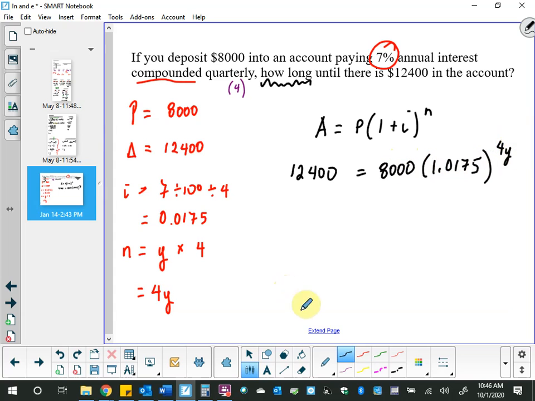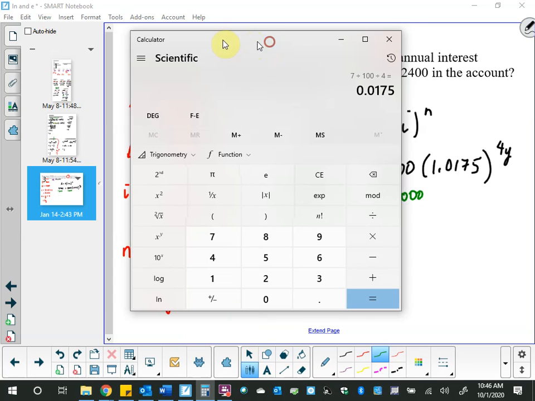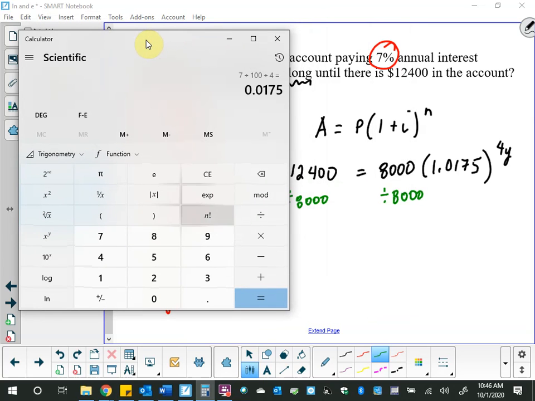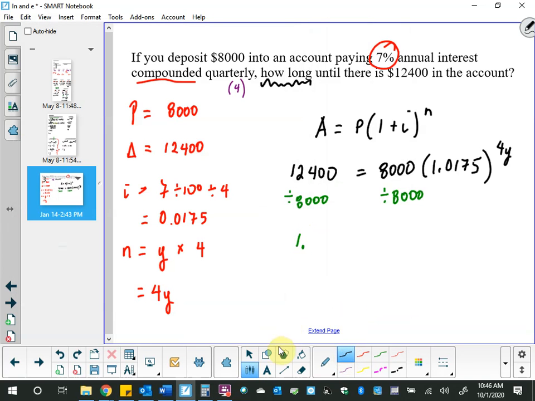There we go. Move this 8,000 out of the way first. I hope that when I divide that, it's something nice. I can't promise. I can't do that in my head. 12,400 divided by 8,000. I am willing to write that down. That's not that bad.